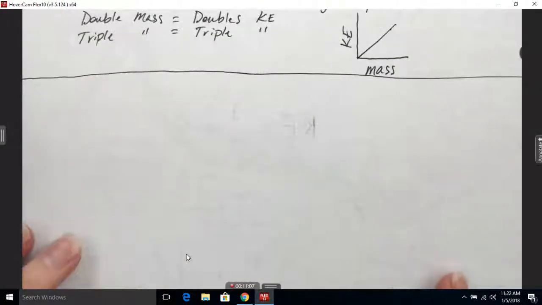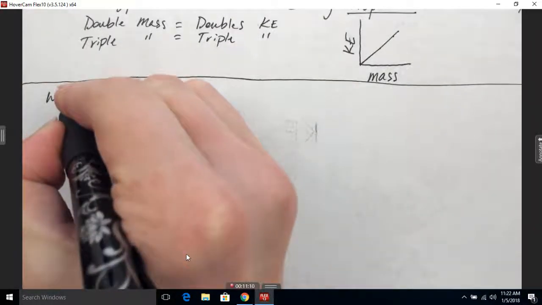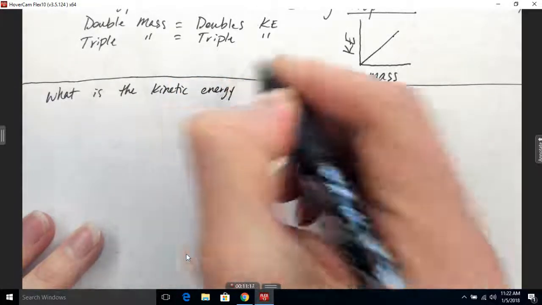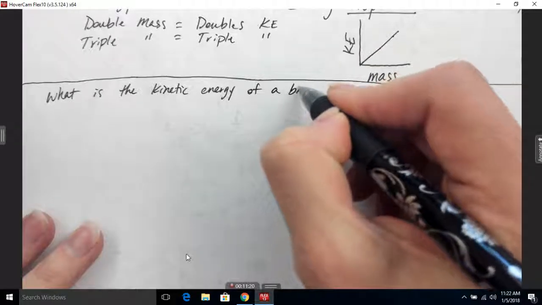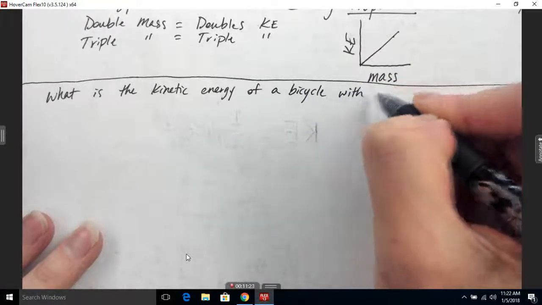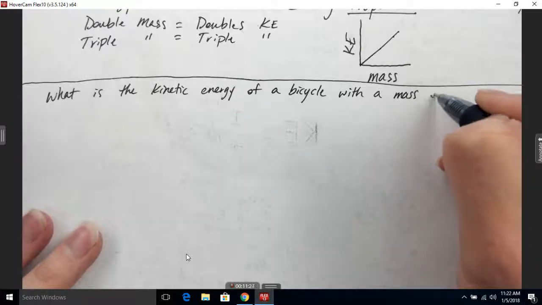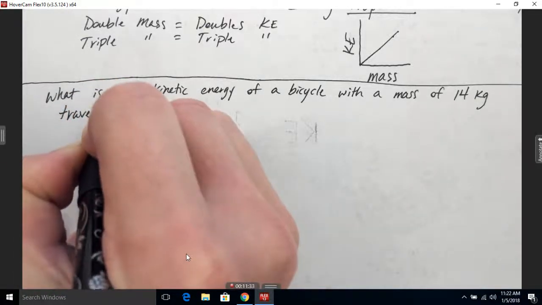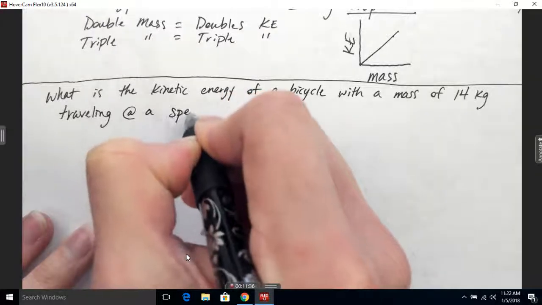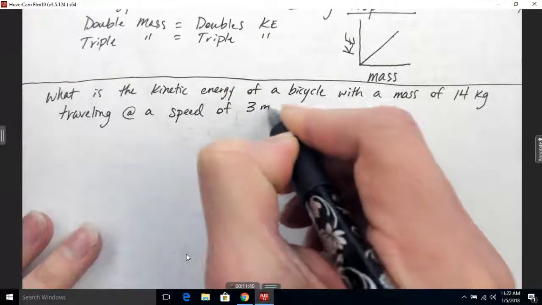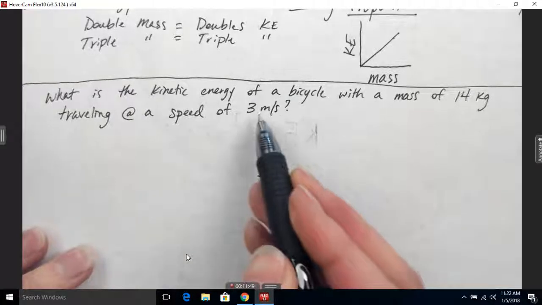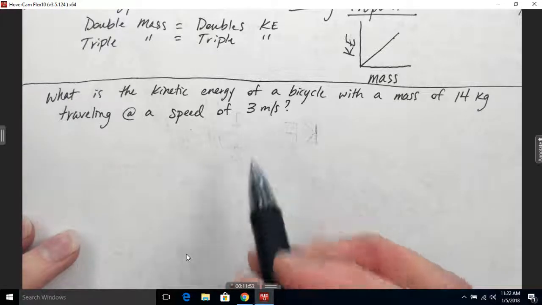I want to use the same problem, so just rewrite it. And then we figured out the kinetic energy at 3 meters per second. We can copy that.